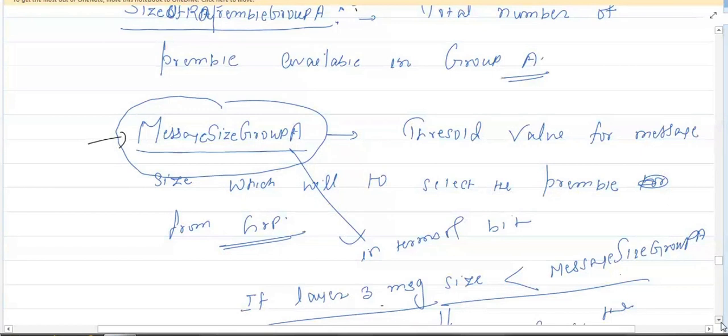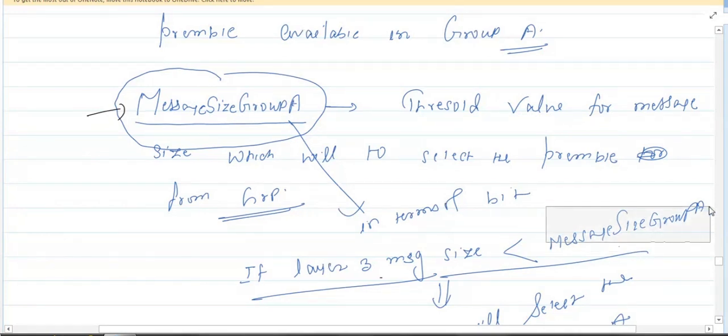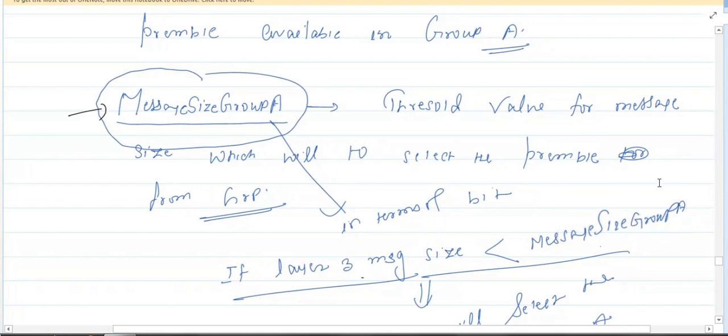Means suppose a layer 3 message or RRC layer message is coming, whatever message is coming from the RRC layer, they will check against this parameter. This is the threshold value. If the message is less than this value, messageSizeGroupA, then your RRC message size is small, so it will select group A. Otherwise, it will select group B.